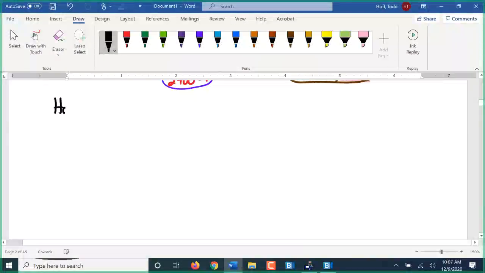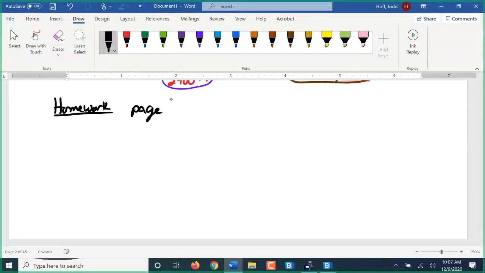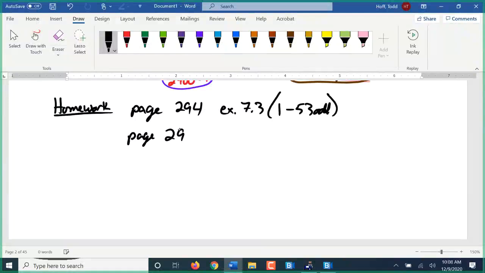To practice each of these, you have homework on page 294, exercise 7.3, problems 1 through 53, the odd. And also page 297, exercise 7.4, 1 through 43, the odd.